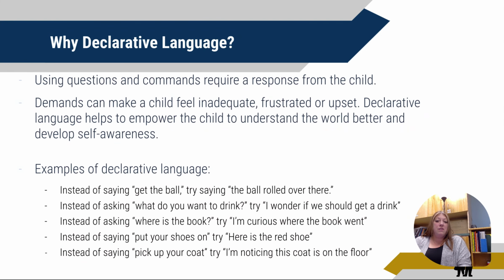So instead of saying the command of "Get the ball," try an observation: "Oh, the ball rolled over there." So you're helping the child connect with the world around them, creating some awareness and helping them be more observant of the world around them. Some other examples: instead of saying, "What do you want to drink?" say, "I wonder if we should get a drink." "Where is the book?" becomes "Oh, I'm curious where the book went." "Put your shoes on" becomes "Oh, look, here's the red shoe." "Pick up your coat" becomes "Oh, I'm noticing your coat is on the floor."